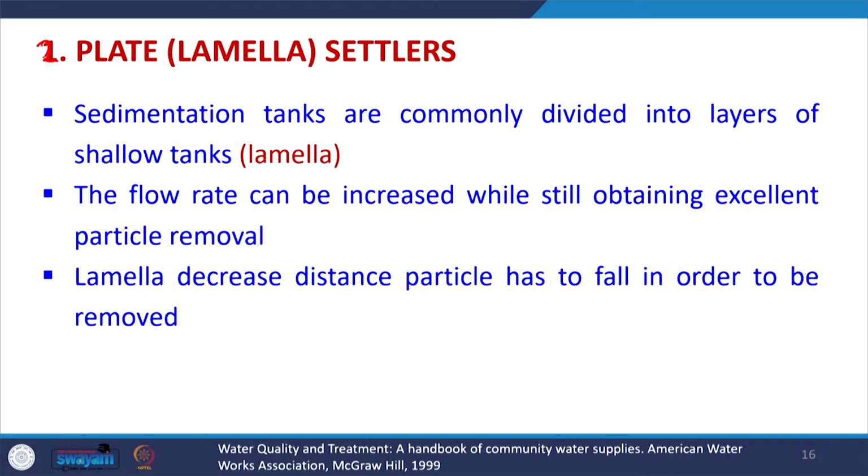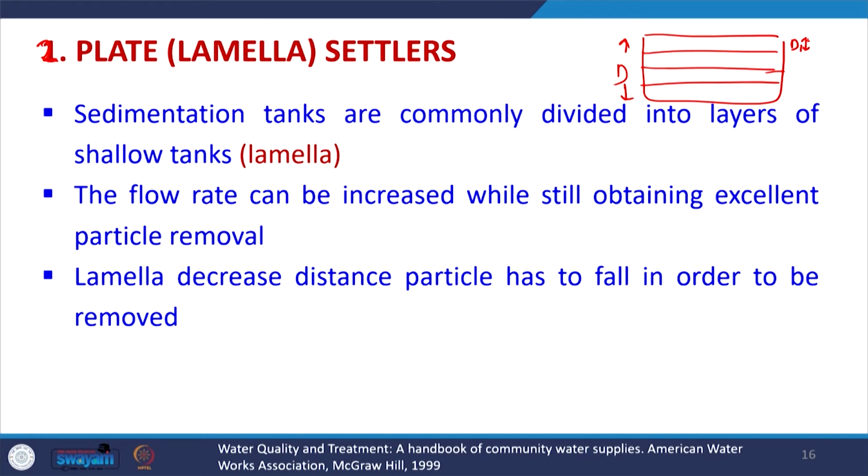Now, the second of these high rate settlers is the plate or lamella settler. The sedimentation tanks are commonly divided into layers of shallow tanks. So, what is done is that overall the sedimentation basin may be like this, where D is the depth. Now, this is divided into a number of layers. So, the depth has decreased, and it is now D1 only if we consider like this. So, we have layers of shallow tanks, and the settling depth is decreased tremendously.